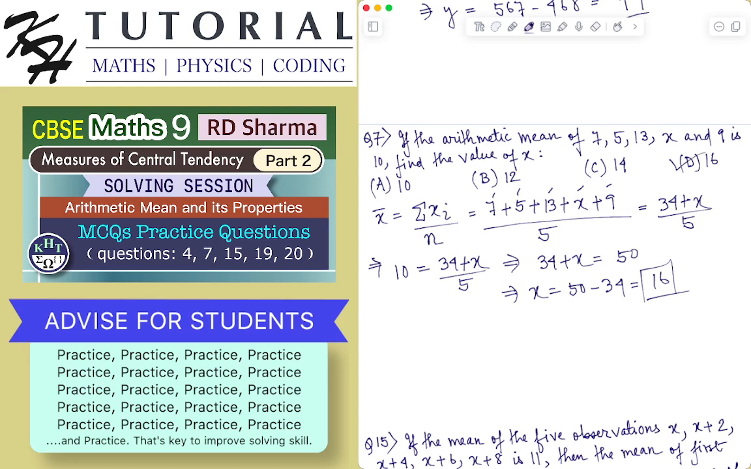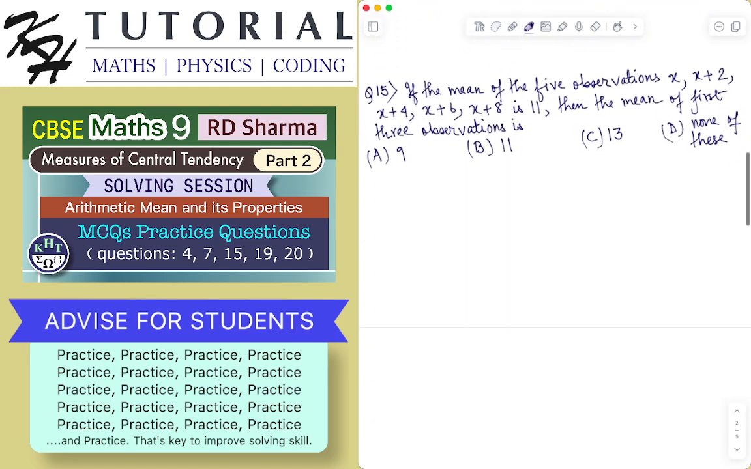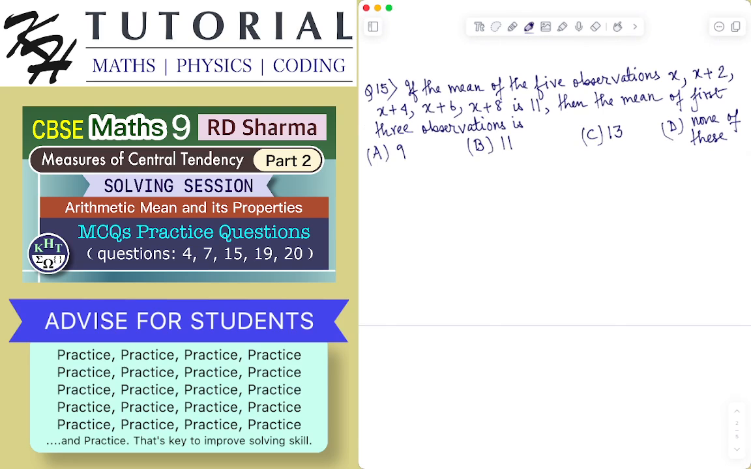Okay, let's see the next problem. Question number 15. If the mean of the 5 observations x, x plus 2, x plus 4, x plus 6 and x plus 8 is 11, then the mean of the first 3 observations is. Okay, so we know mean is equal to the sum of the observations divided by the total number of observations.